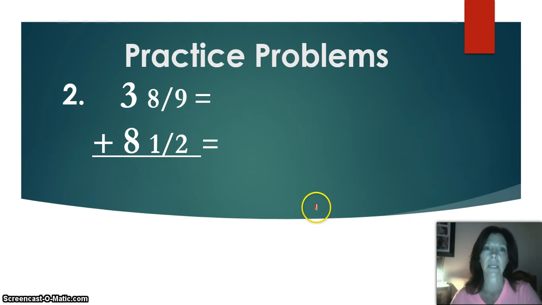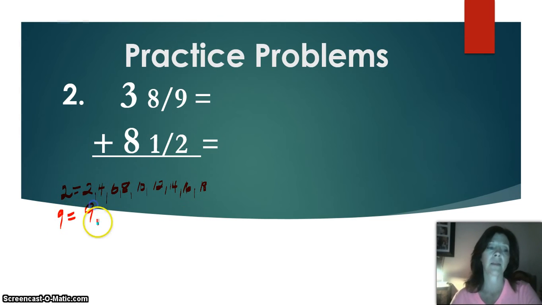All right, 3 8/9 plus 8 1/2. Solve this problem on your own, pause the video, and then start it again, and we'll do it together. All right, let's see how you did. Let's find our LCM between 2 and 9. Simply skip counting. 2, 4, 6, 8, 10, 12, 14, 16, and 18. Skip count by 9, 9, 18, 27. Stop when you see your common denominator or your common multiple, which is 18.